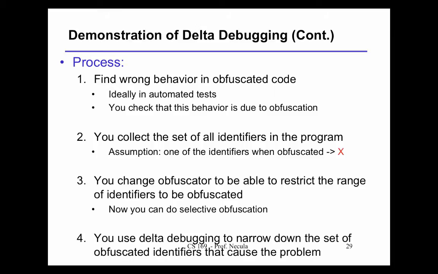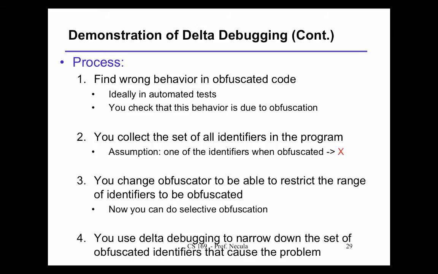Then my assumption was that there is at least one identifier that I'm obfuscating when I shouldn't, but I don't know which one. I had collected the list of 100 identifiers, and I was missing the 101st. And so I changed my obfuscator to be able to tell it to obfuscate only a range of identifiers, from A to L, and then M to Z, and so on. Okay? With that, I've changed my tool to get it ready for delta debugging.